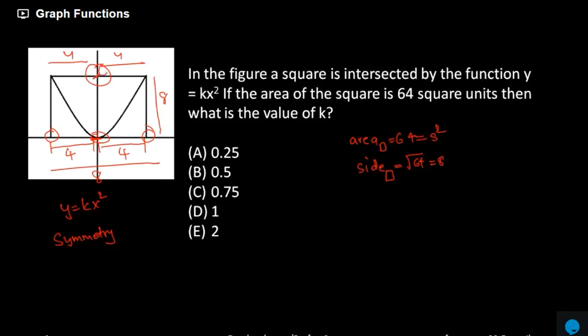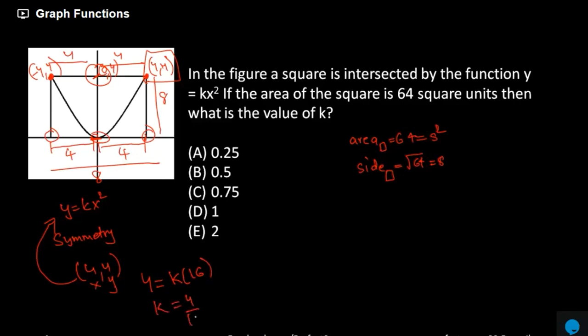That means this over here is going to be x equal to 0 and y equal to 4. And this is going to be x equal to 0 and y equal to 0. This point over here is going to be (4, 4). This point over here is going to be (negative 4, 4). And these 2 points lie on the function. Which means (4, 4) lies on the function. And if I plug these values back into this, I would be getting y, that is 4, is equal to k into x square, that is equal to 16. That means k is equal to 4 by 16, which is 1 by 4, which is equal to 0.25.